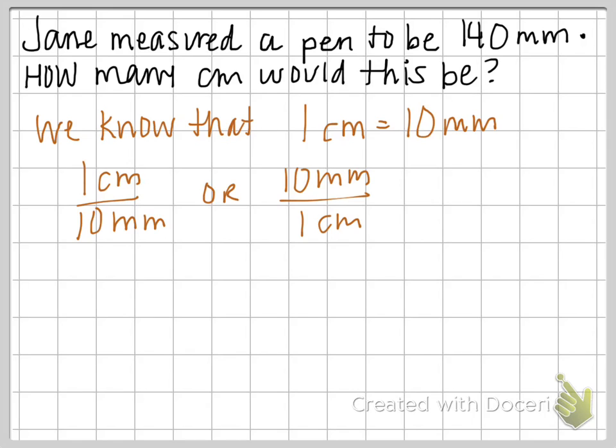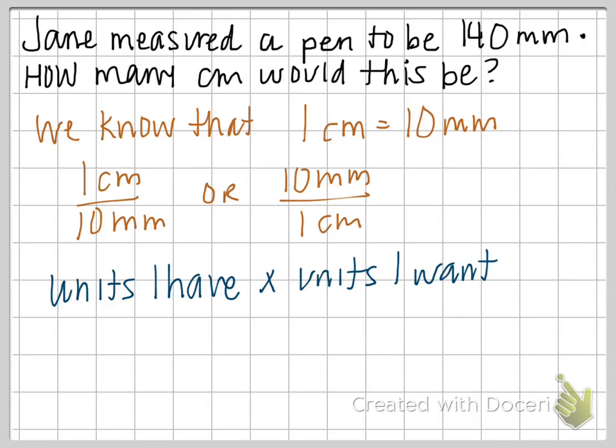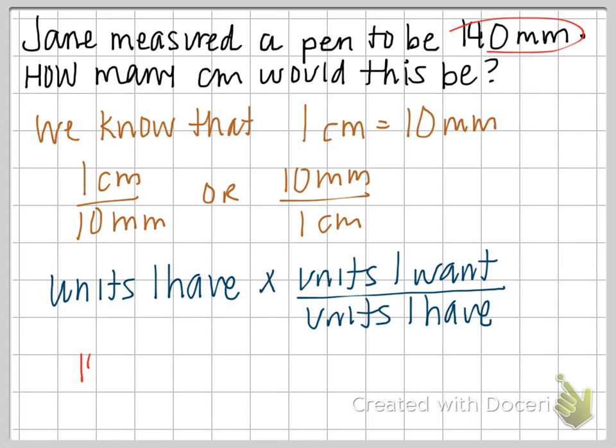So I also know that I want to use the units I have, multiplied by the units I want over the units I have. And when I start filling in the blanks, the units I have is 140 millimeters. And I multiply that by the units I want. It's asking me for centimeters. So I'm going to choose this one because centimeters is on the top.